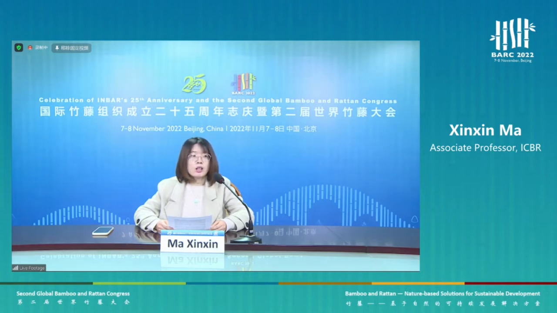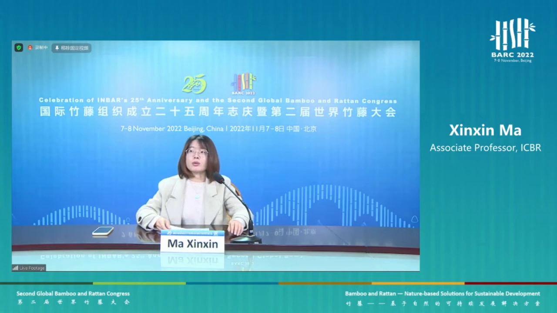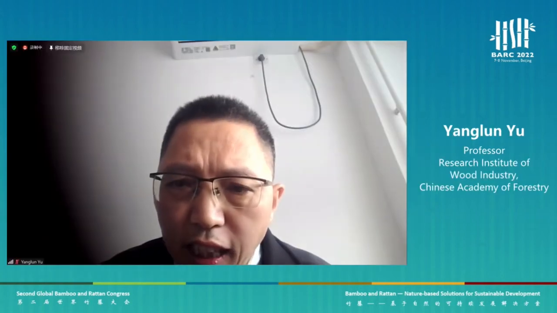Professor Yu Yanglun, Research Institute of Wood Industry from Chinese Academy of Forestry, Professor Li Haitang from Nanjing Forestry University, and Professor Shao from Chinese University of Hong Kong, Riley Dyker from Transero Tech, and last but not least, Mr. Yu Lun from ICBR. And first speaker is Professor Yu. He will talk about fabrication and application of structural bamboo scrimber. Welcome, the floor is yours.